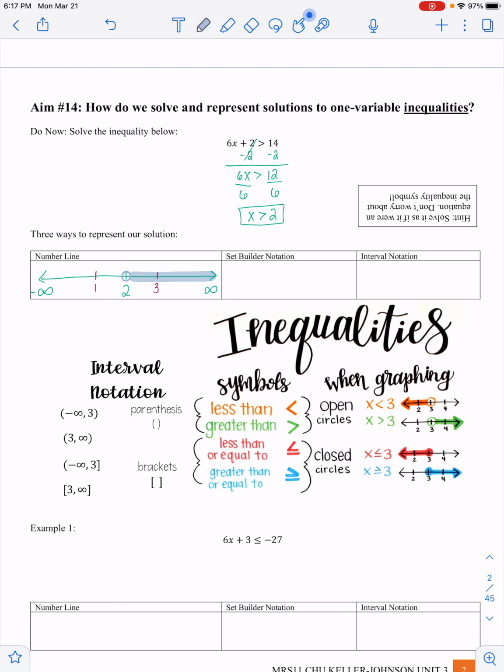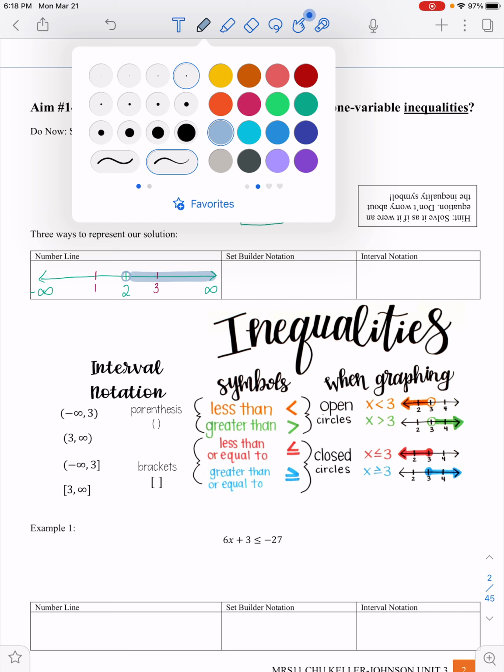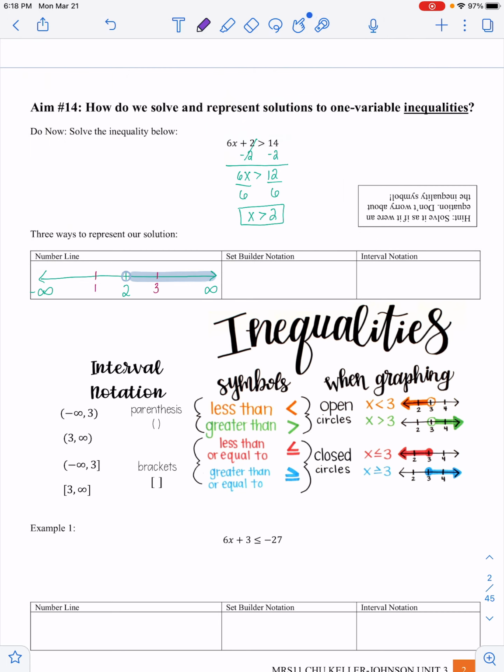Set builder notation is another way I can represent our solution. It's very simple. We're going to start off with our little squiggly bracket. And then we write x because we're talking about x. This is the variable that we're talking about. If you're talking about n, it would be n. If you're talking about y, it would be y. And then we draw a straight line. This line means such that.